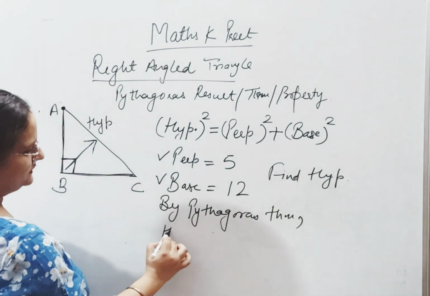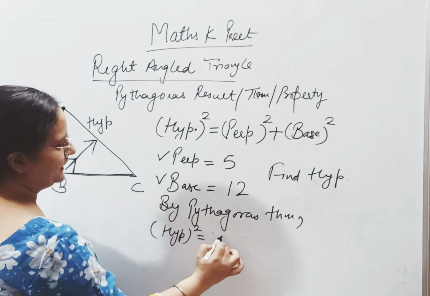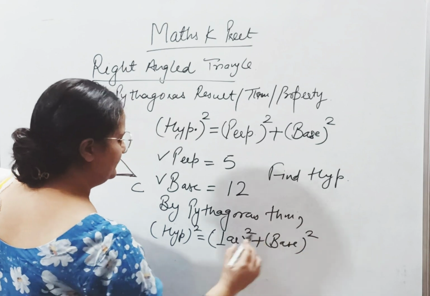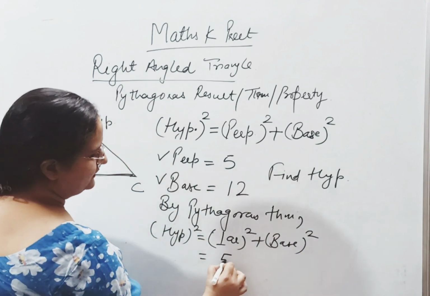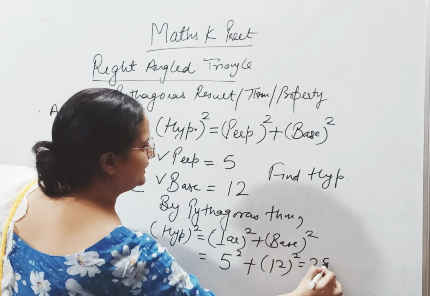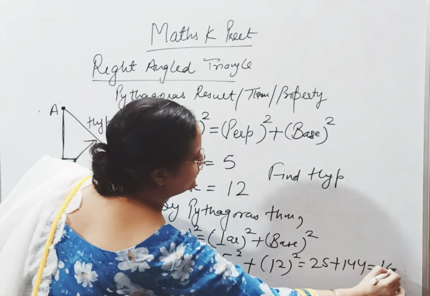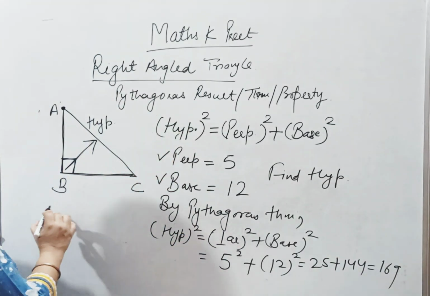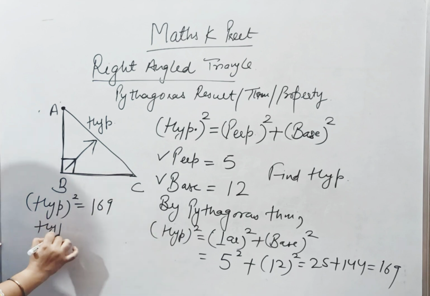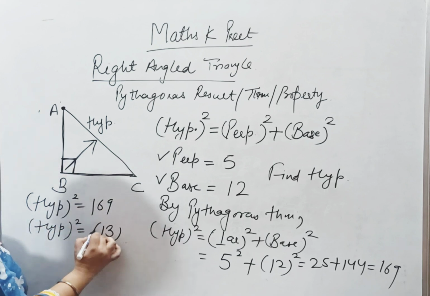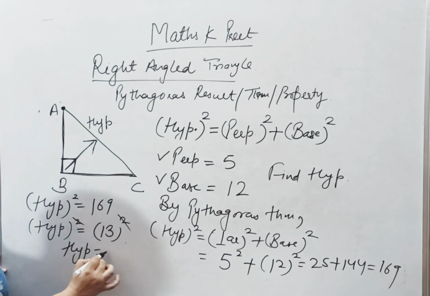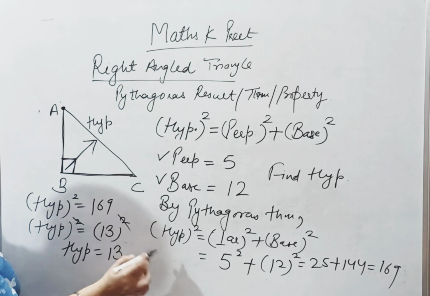By Pythagoras theorem, hypotenuse square is equals to perpendicular square plus base square. We'll put the values here. Perpendicular is 5 square plus base is 12 square. This is equals to 25 plus 144, which is equals to 169. So I'm writing here hypotenuse square is equals to 169, which is the square of 13. We can cancel these squares out. We are left with hypotenuse is equals to 13 unit, whatever it was.